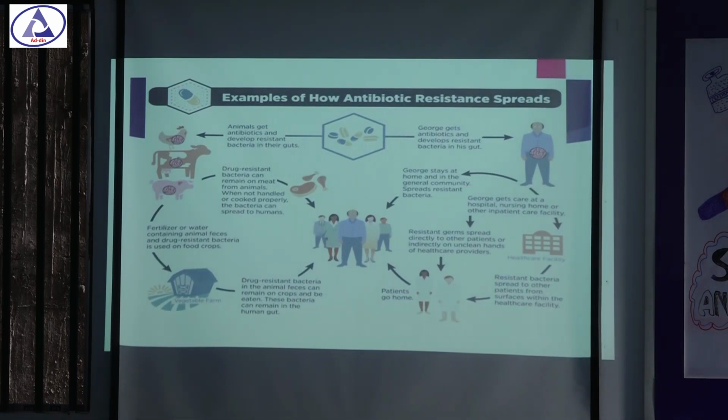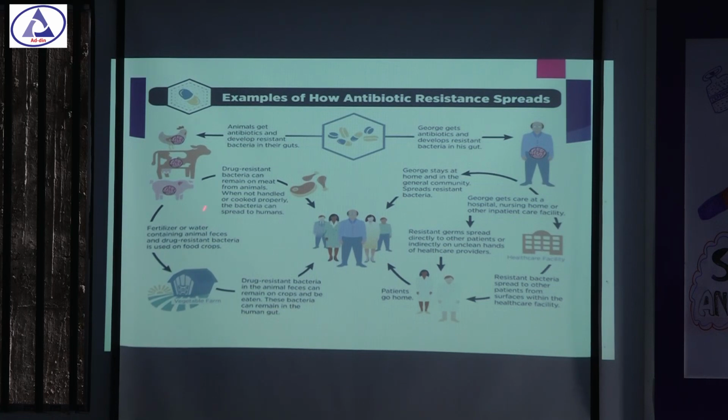How does antibiotic resistance spread? Antibiotics are not only used in humans but also widely used in livestock. These animals are a good source of drug resistant bacteria through their excreta as well as through their other products, and thus spread the antibiotic resistant bacteria to humans.